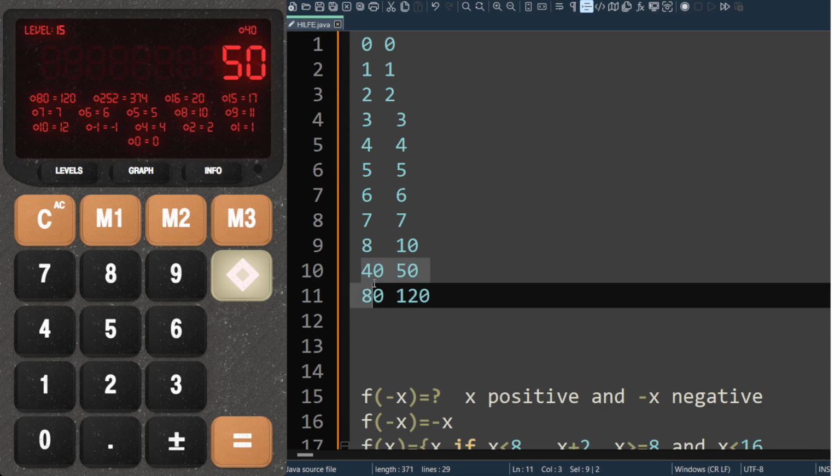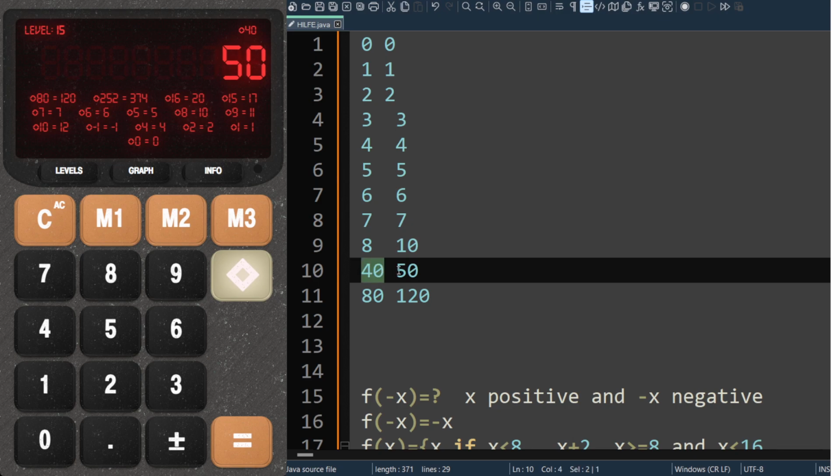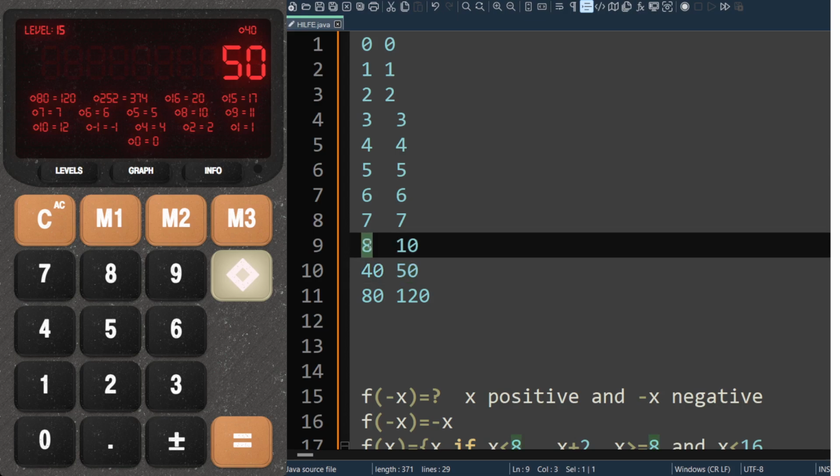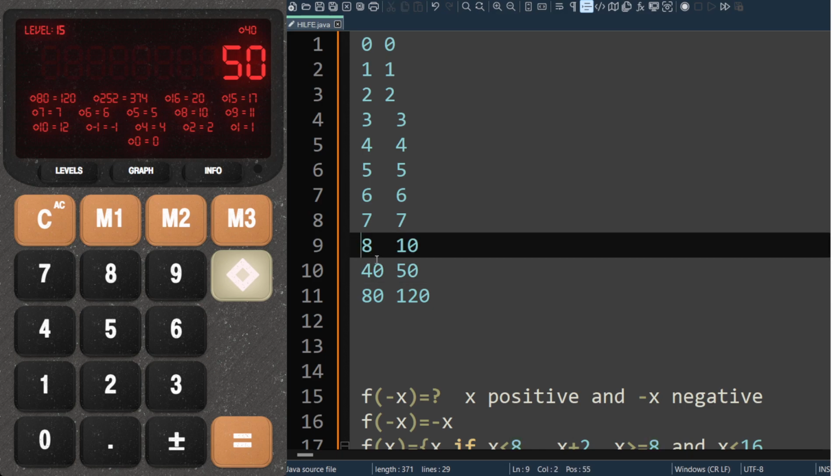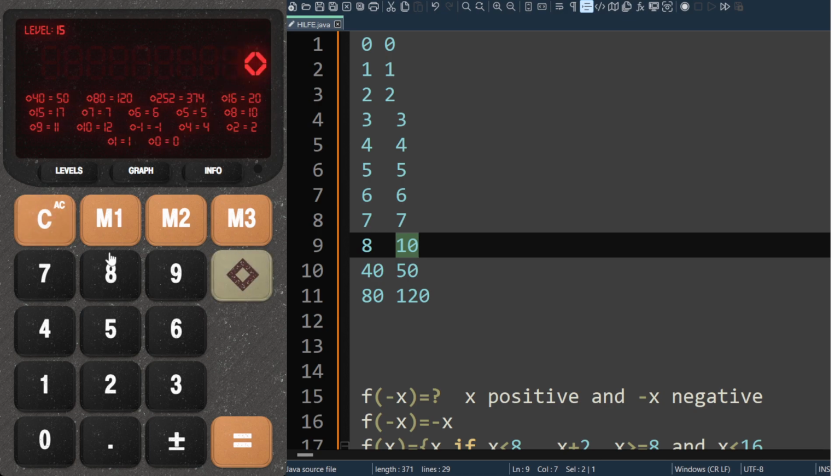We have multiplied this number on the left side by 2, and we have multiplied this number on the right side by 2 squared. Is that a hint? Maybe? No, because we have f of 8 equals 10, and f of 40 equals 50, so we have a multiplication on the left side by 5, and a multiplication on the right side by 5. Except if I made a mistake and... no.